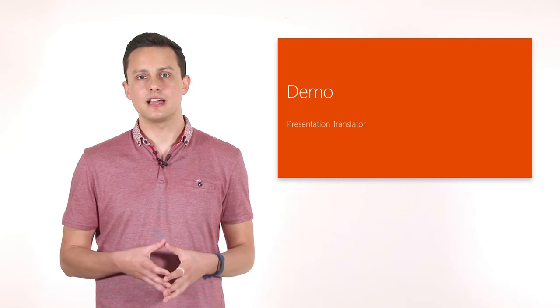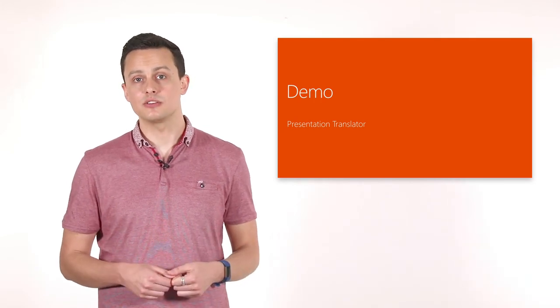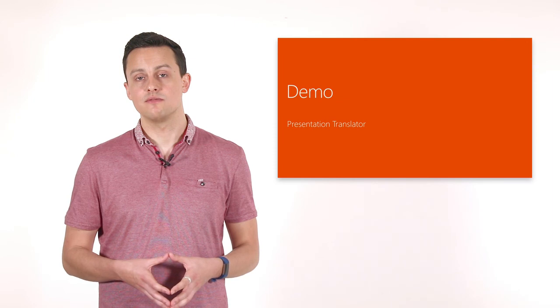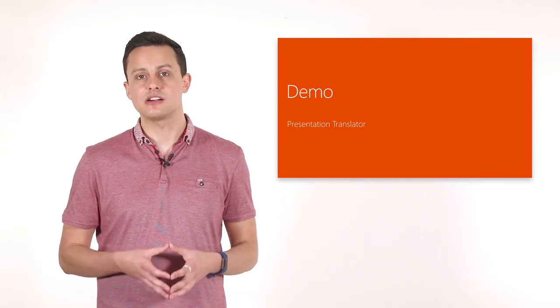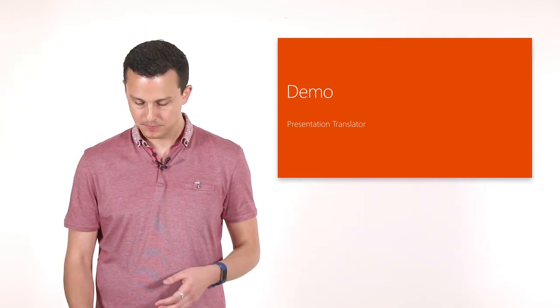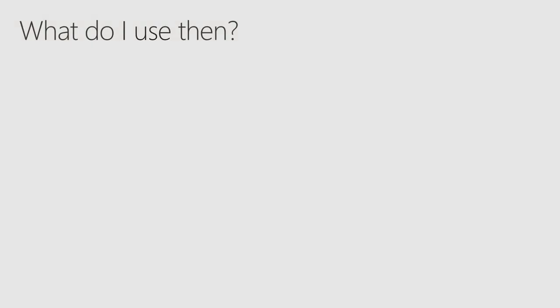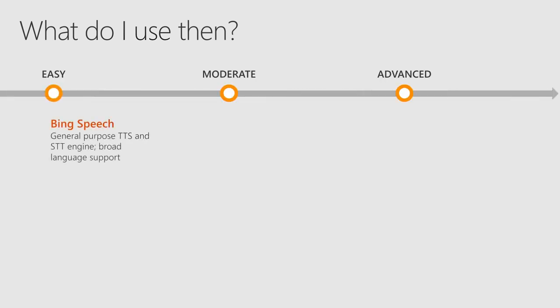So we just saw an example of how Microsoft is using these technologies to deliver new experiences for their customers, and these technologies are available to you today. So which APIs in the speech family should you use in your application? Well, the best place to get started is the Bing Speech API. It is a general purpose speech-to-text and text-to-speech engine. It has broad language support and excellent SDK options, which make integrating it very straightforward.